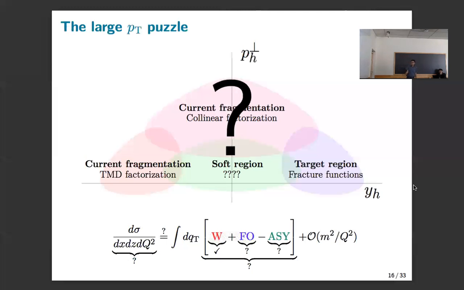So in this formula here, which is related to QT differential versus QT integrated, I would say that maybe this W term is more or less okay. The fixed-order term, I have no idea what's going on here. If I don't know this, then of course I know nothing about the asymptotic. And then I don't know if there is a connection, so I don't know what is going on.